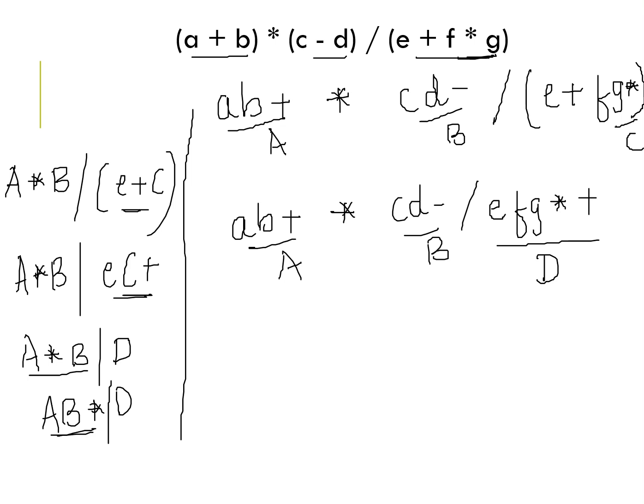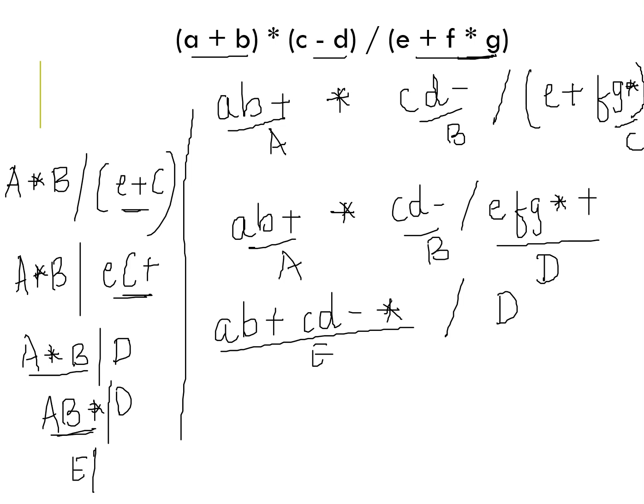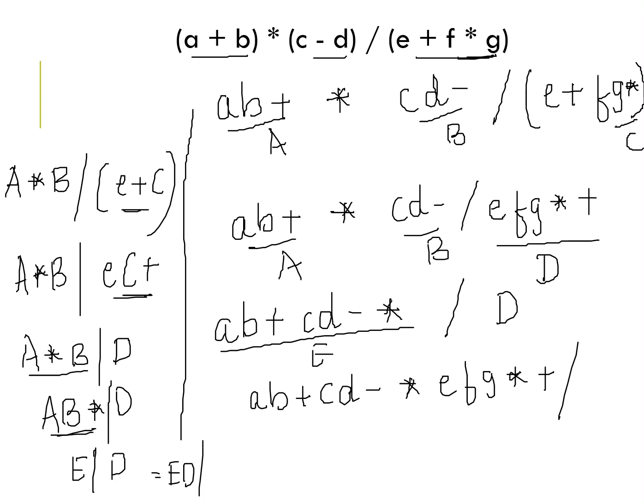AB star is A B plus, then B is CD minus, then there is a star, then there is a divide, then there is D. Now this entire expression will become E. Thus I have E divided by D, and for this the answer will be ED divide. That's it. So let us see, E is AB plus CD minus star. Then my D is EFG star plus, and then I have my divide. So this is how you need to solve your postfix expression.